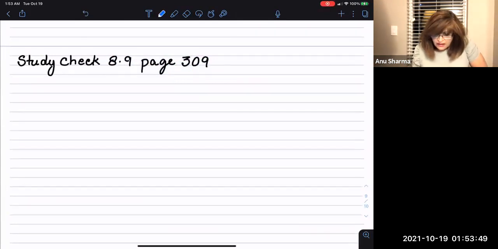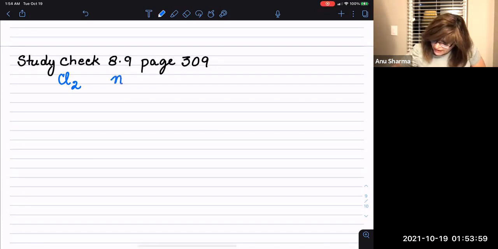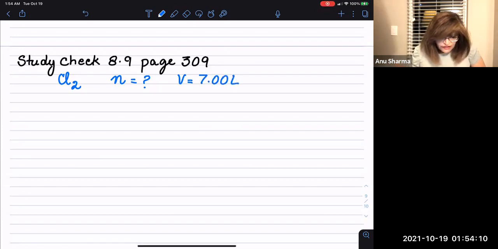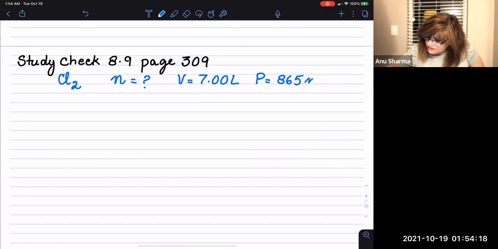So here, chlorine gas, Cl2 gas, is used to purify water. How many moles of chlorine gas are used? So we need to find the value of N for chlorine gas in a 7-liter tank. The volume given is 7.00 liters. The gas has a pressure of 865 millimeters of mercury, and the temperature is 24 degrees Celsius.